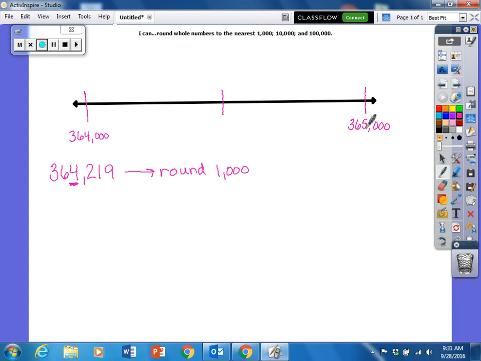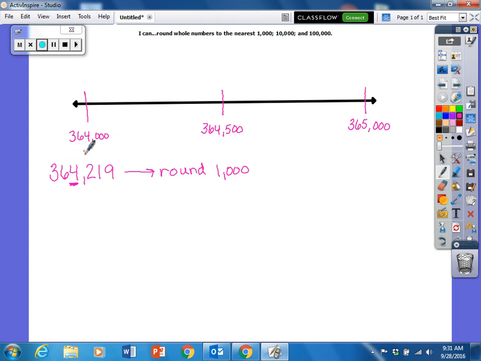So 4,000 to 5,000. Now my midpoint is halfway between this number and this number. So halfway between 364,000 and 365,000 is 364,500. A little trick to help you remember your midpoint is you're going to continue to use your first or your smallest number on the number line, and then the first digit that you have that's a 0 is going to turn to a 5. And that'll work with any type of rounding.